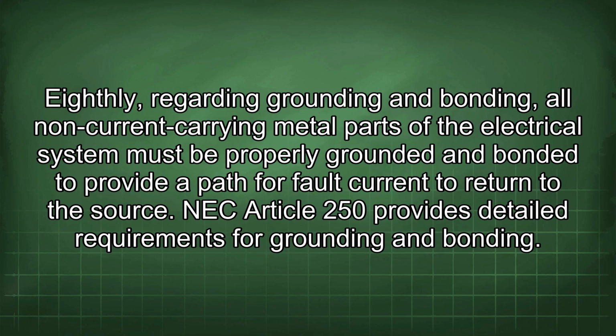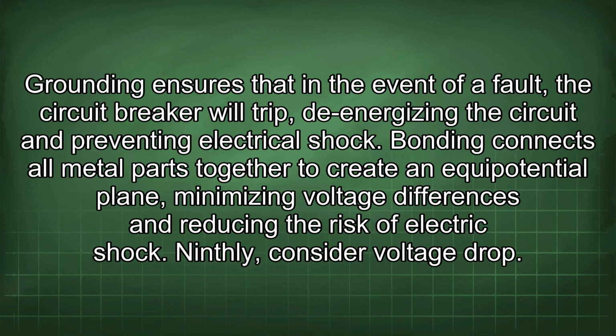Eighthly, regarding grounding and bonding, all non-current carrying metal parts of the electrical system must be properly grounded and bonded to provide a path for fault current to return to the source. NEC Article 250 provides detailed requirements for grounding and bonding. Grounding ensures that in the event of a fault, the circuit breaker will trip, de-energizing the circuit and preventing electrical shock. Bonding connects all metal parts together to create an equipotential plane, minimizing voltage differences and reducing the risk of electric shock.